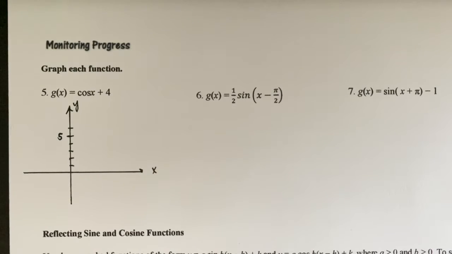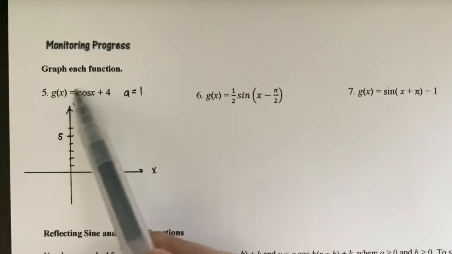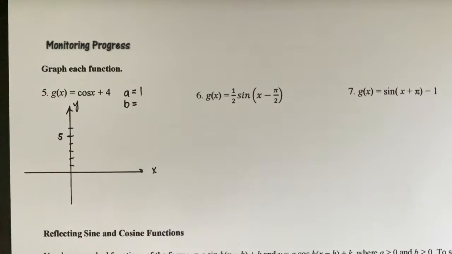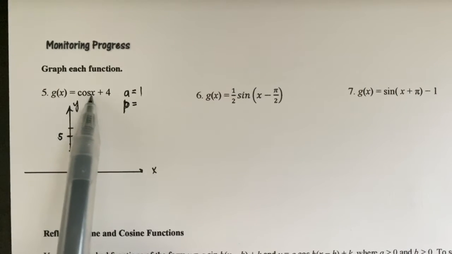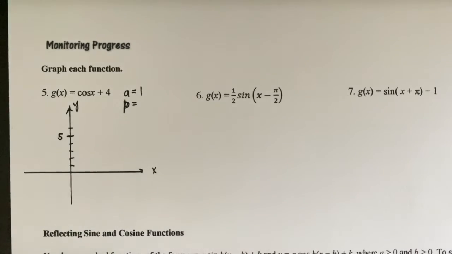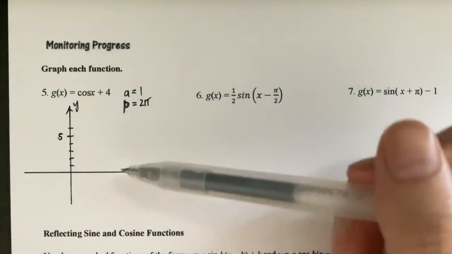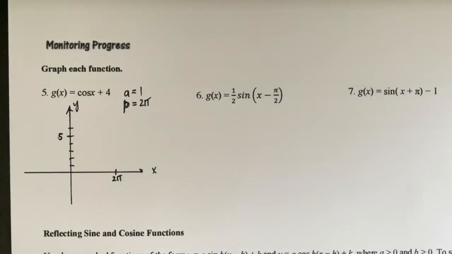And let's identify the amplitude and the period first. Amplitude here is just going to be equal to 1. The coefficient of the entire function is 1. And to find the period, we want to take 2 pi and divide it by the coefficient of x. And here, the coefficient of x is 1, so our period is 2 pi. So let's place 2 pi on our graph and always divide it into quarters.